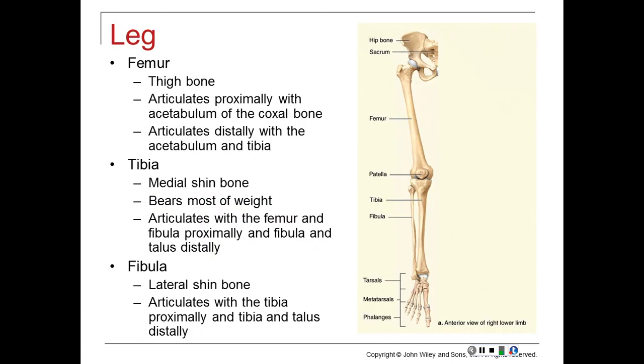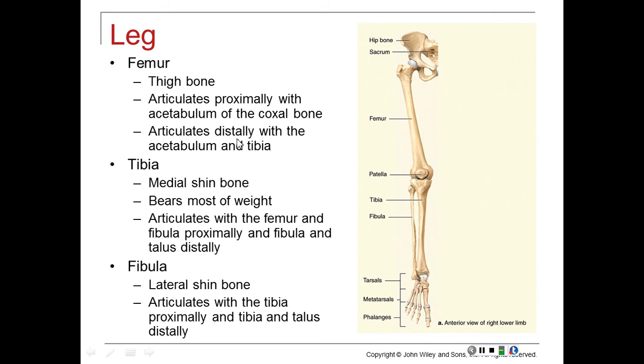If we were to look at the leg more closely, there's 3 major bones of our leg. If you just glance at this quickly, it almost looks like an arm. It's made of the same formula: 1 bone, 2 bones, and then lots of little bones. That one big bone that attaches to the axial skeleton is our femur. That's our thigh bone. It articulates with the acetabulum on the coxal bone, and then articulates distally with the tibia.